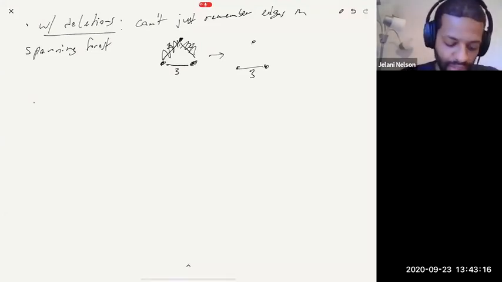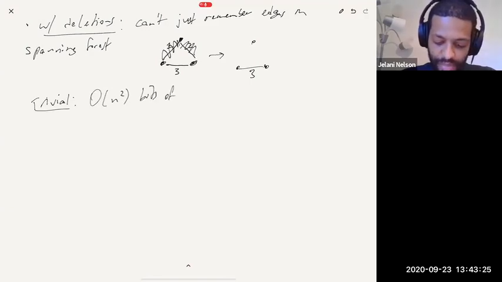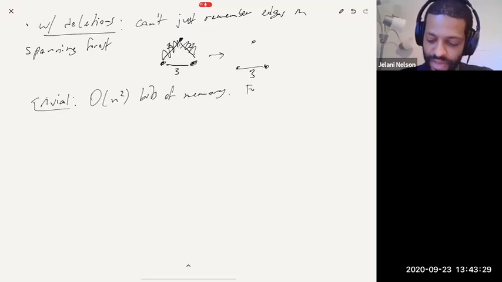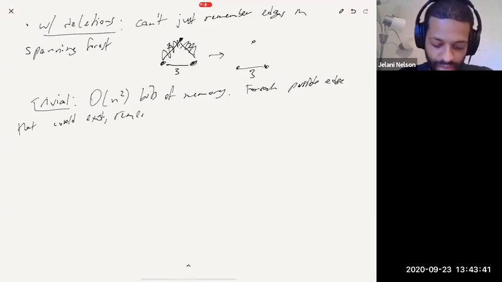So just so we're clear, the absolute trivial algorithm is O of n squared bits of memory. Right? For each possible edge that could exist, remember if it's there or not.